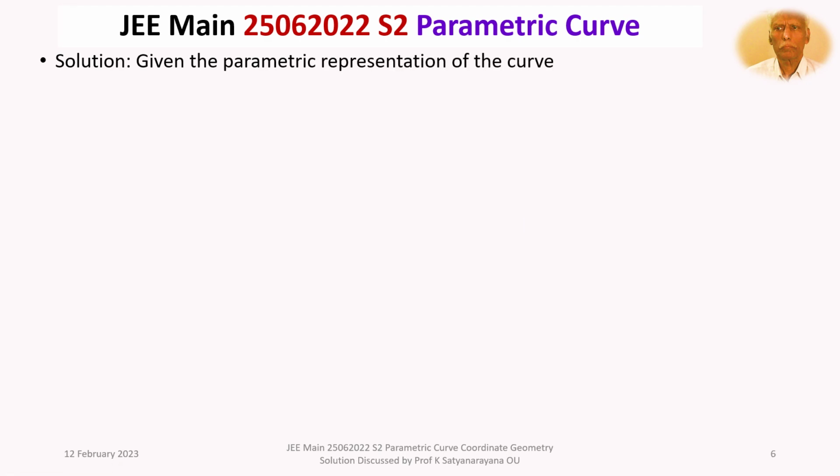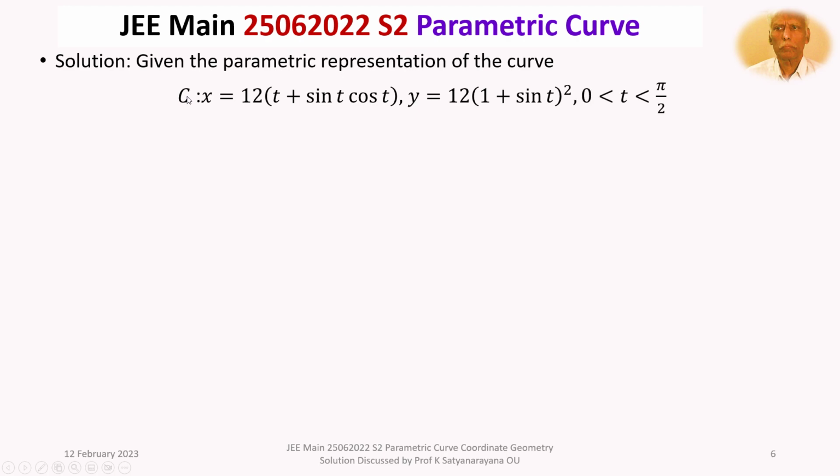We now discuss the solution of the problem in detail. We are given the parametric representation of the curve. The curve is represented by C. The parametric representation is x = 12(t + sin t cos t), y = 12(1 + sin t)², where the parameter t belongs to the open interval 0 to π/2, that is 0 < t < π/2.